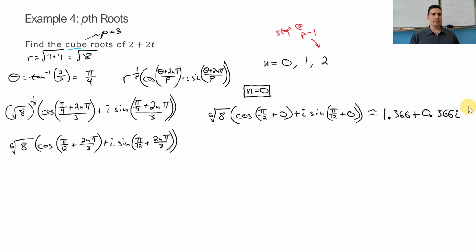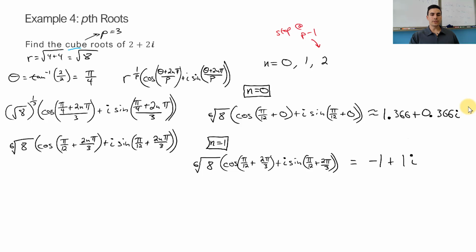Okay? And then we can find when n is 1, so I'll have the sixth root of 8 times the cosine of pi over 12 plus 2 pi over 3 plus i sine pi over 12 plus 2 pi over 3. And we calculate those values just with our calculator. We are going to get -1 plus 1i.